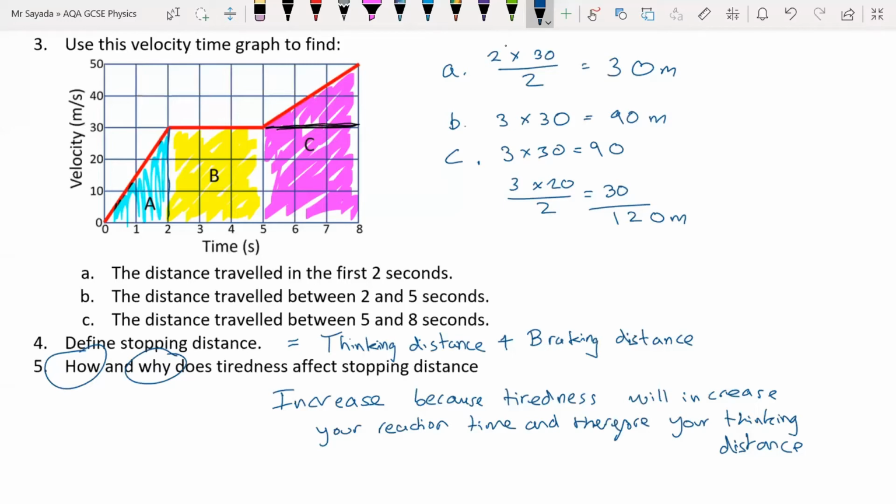So let's have a look at changes in momentum. So imagine you drop an egg. So here is an egg, and you drop the egg onto a hard floor. What's going to happen? The egg will crack. Whereas if you drop an egg onto a nice soft pillow, it will land comfortably and will not crack.